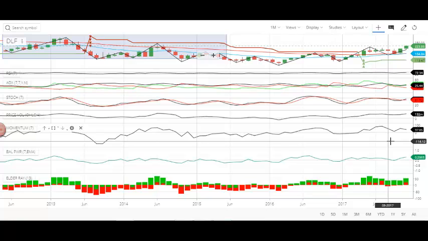So the conclusion for the stock after the analysis is that the stock cannot be considered for long-term movement at this time, but you can do short-term trading. So that is the conclusion.